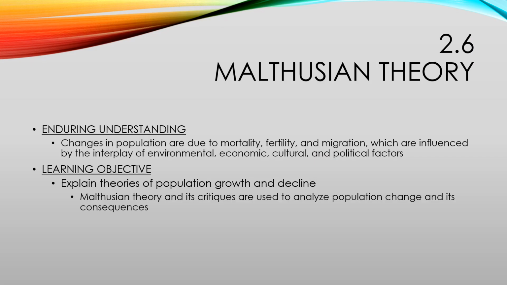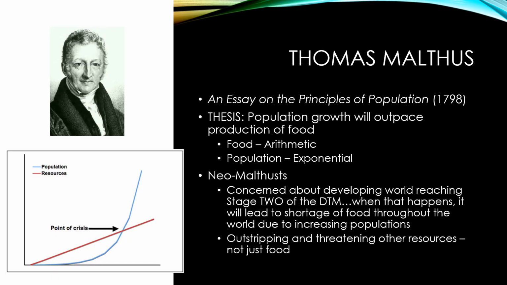Okay, 2.6 Malthusian theory. I'm going to go through this real quick, kind of the essence of Malthus and what he was all about. So we talk about rising population. Thomas Malthus had a major thesis which said that population growth would outpace the production of food. He was writing in the late 1700s, early 1800s. Malthus believed that we were growing population so quickly in stage 2 at that point in Western Europe that eventually the amount of food would run out.